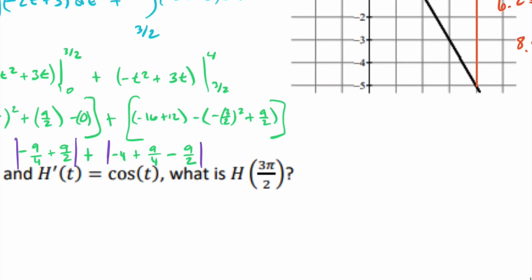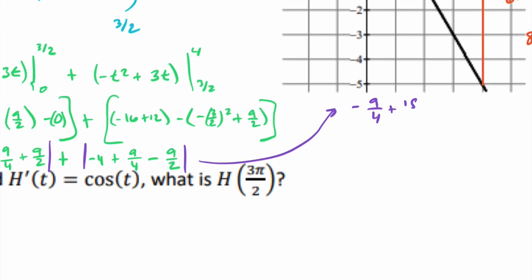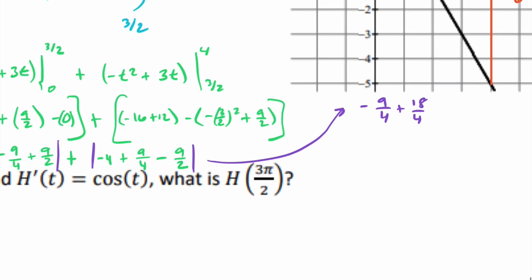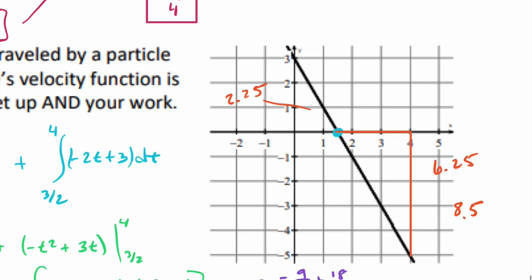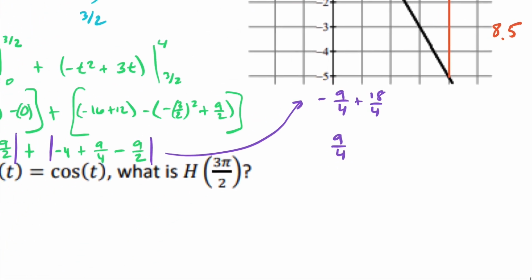All right, we're running out of room here. Let's bring this over. Negative 9 fourths plus 18 fourths is 9 fourths. That is our 2 1/4 right there in that spot. So that value is working out great for us. And we're going to add to it. Let's see what we get for this one.